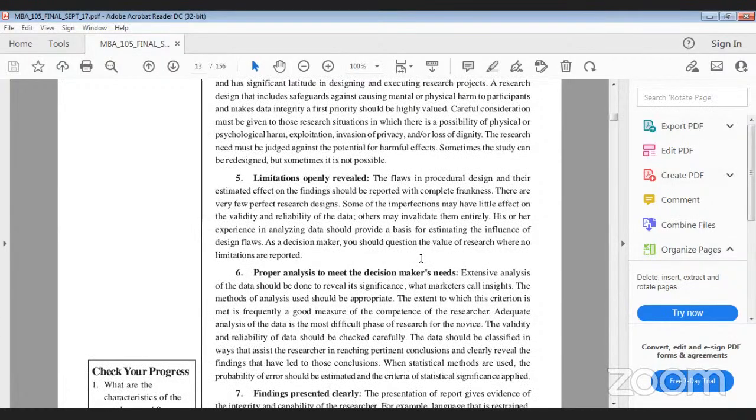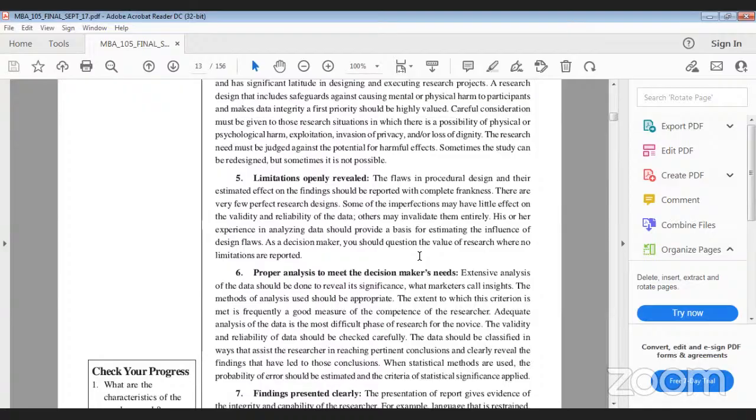6. Proper analysis to meet the decision makers' needs. Extensive analysis of the data should be done to reveal its significance or what makers call instance. The methods of analysis used should be appropriate. The extent to which this criticism is made is frequently a good measure of the competence of the research.